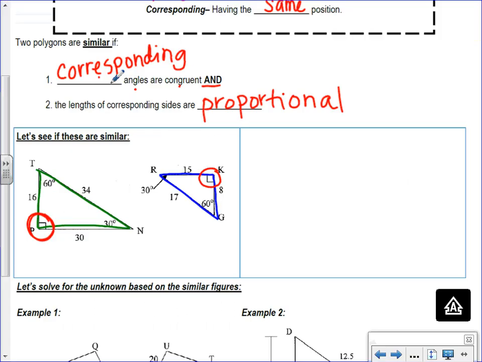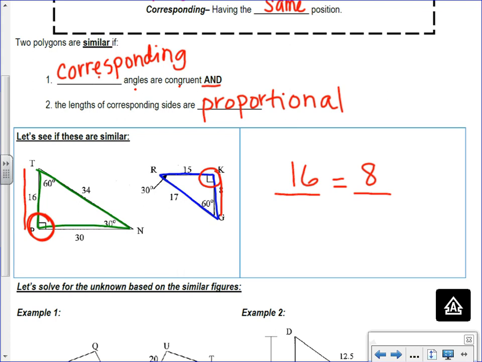Next, what you're going to look at is the length of the corresponding sides have to be proportional. So how I do it is I pick sides that I know are the same. So what two lines are the same in the triangles, could you say? K to G and T to P. Yes, they're the same line. Does everyone see that? T to P is 16. K to G is 8, but they're the same line on the triangle. Does that make sense? So we could say that 16 corresponds to 8. Notice how they're both in the numerator position.